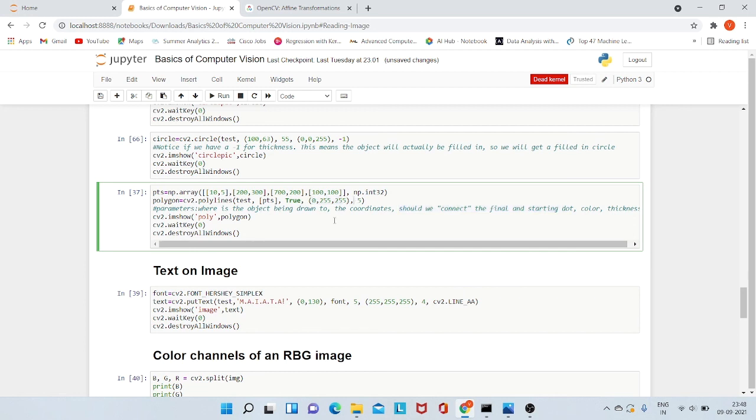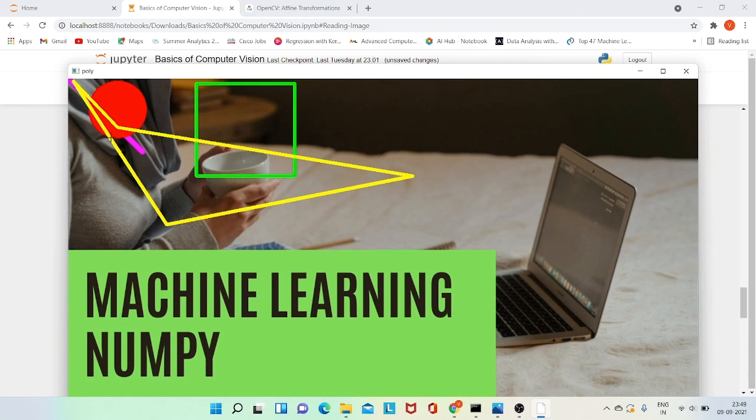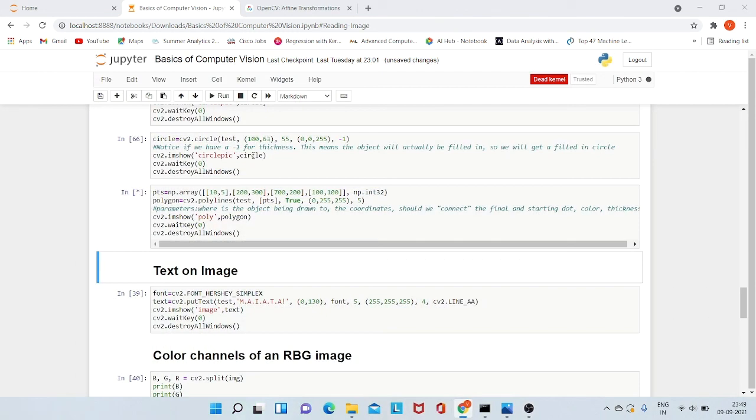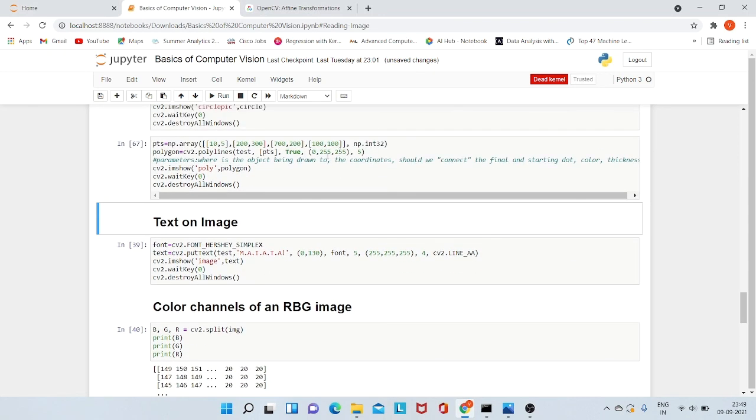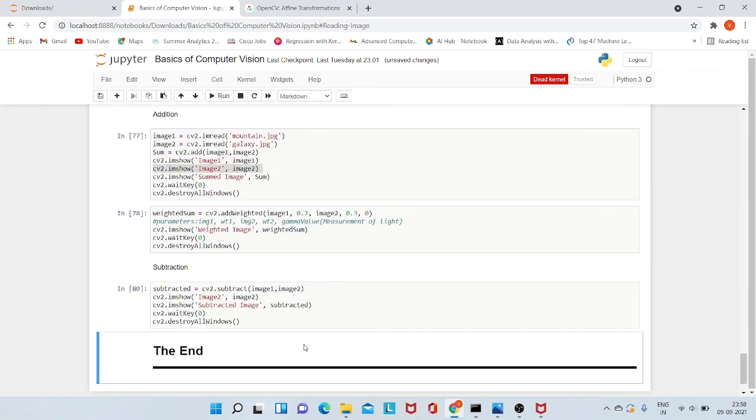So let's just run this. Look, this is a random polygon of 4 sides, and yeah, that's how you can draw polygons. You can also give more than 4 lines by just increasing the coordinates here. So that is it for this tutorial, and I'll see you in the next one.